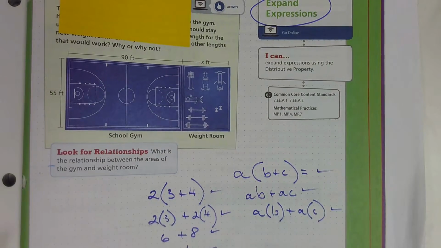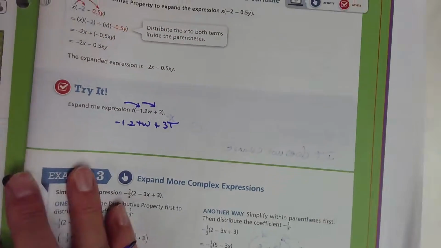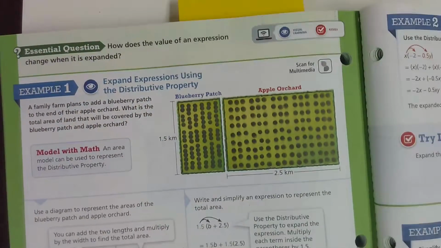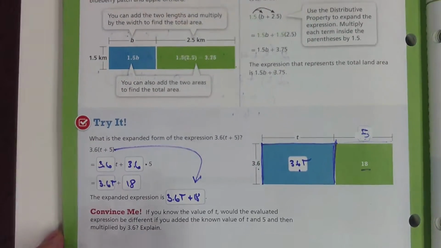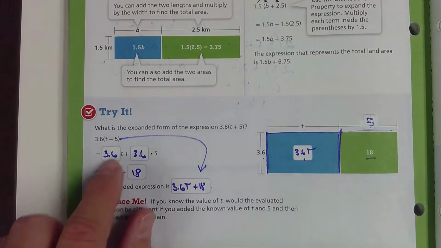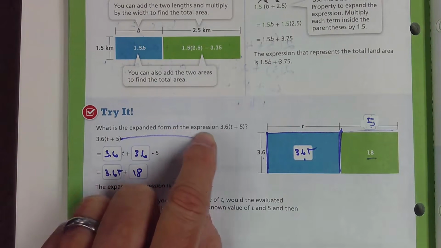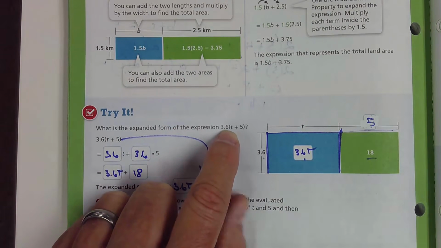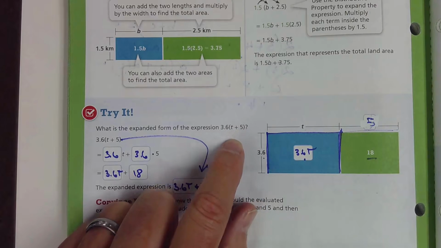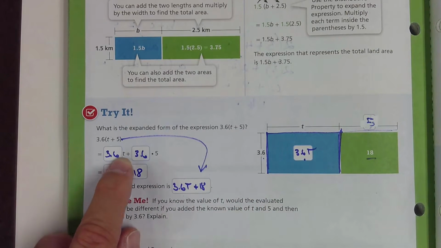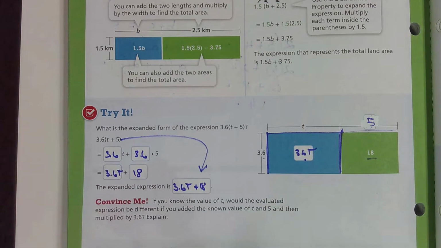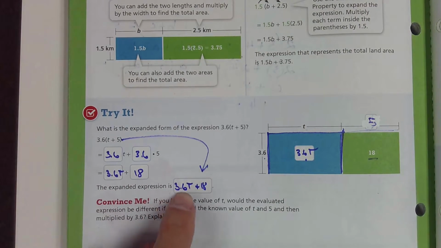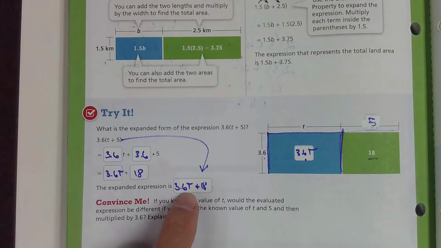And what I just did is I went over the examples that they gave you guys. So we did example 1. Look at the bottom of the page to try it, page 216. I went ahead and filled these out for you. What's the expanded form of the expression 3.6, and then in parentheses, t plus 5? Well, it's going to be 3.6t plus 3.6 times 5. And so you have 3.6t plus 18. And so the expanded expression, and I wrote it down there for you, is 3.6t plus 18.